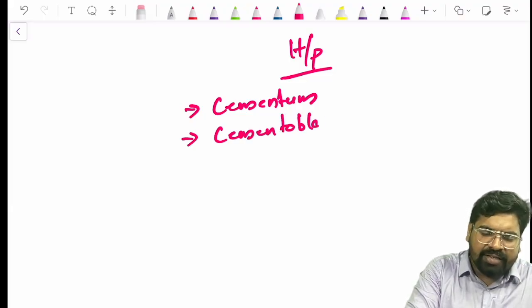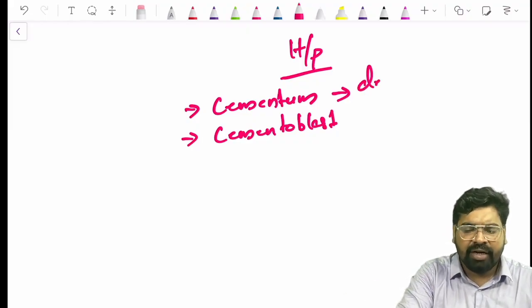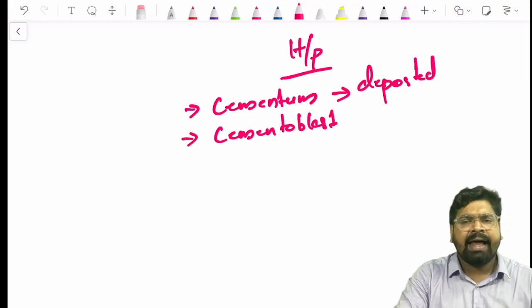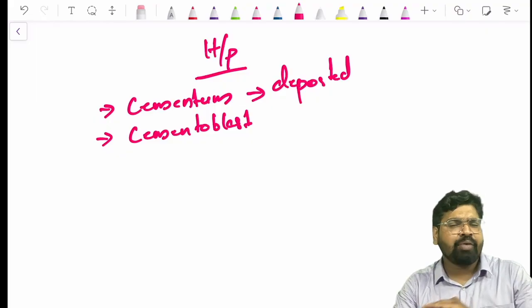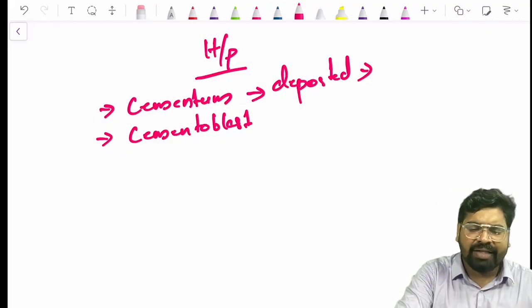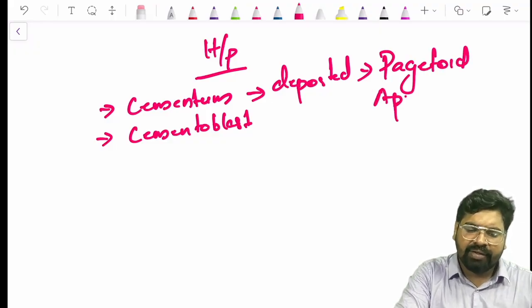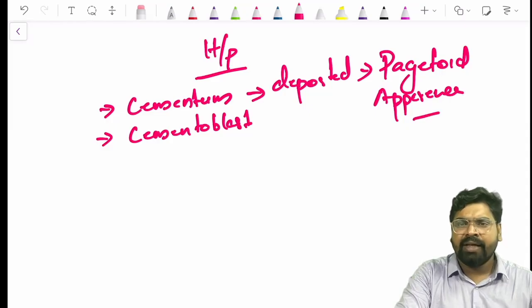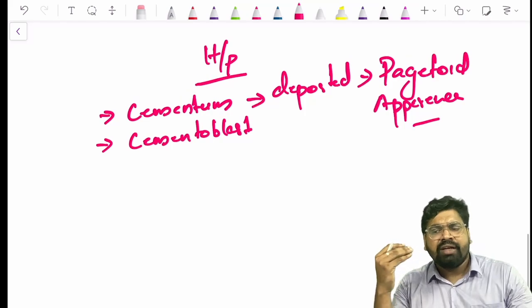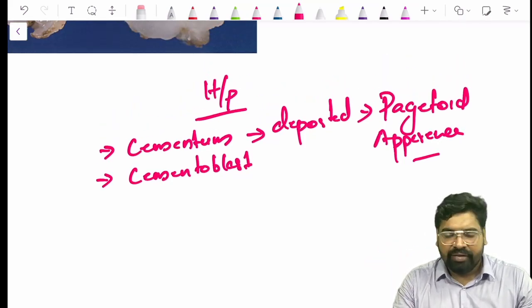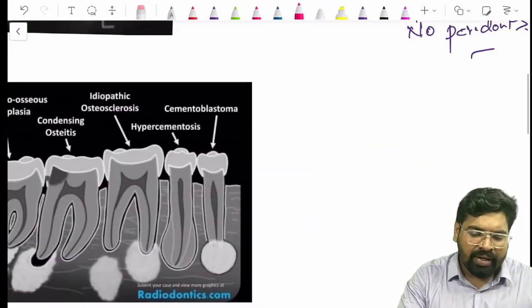Cementoblasts are seen, and the cementum is deposited layer by layer, in a lamellar pattern. That is called the pagetoid appearance. The cementum is deposited layer by layer. This is what you see in a cementoblastoma, and this is how the cementoblastoma appears.